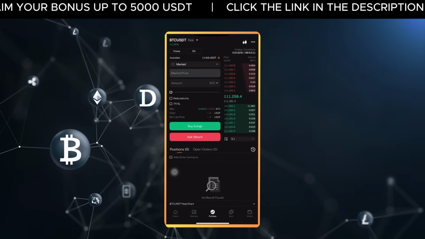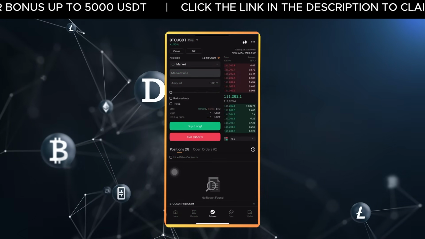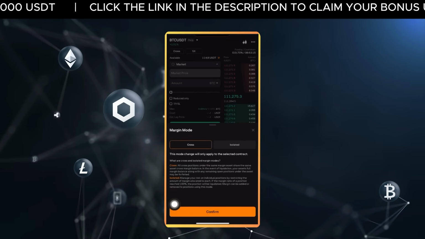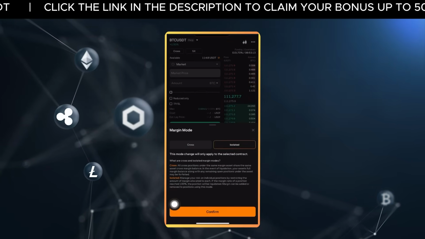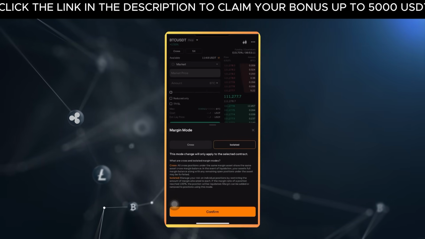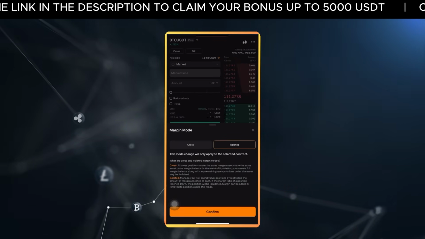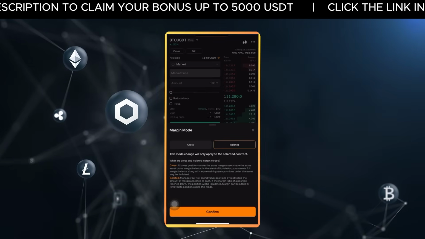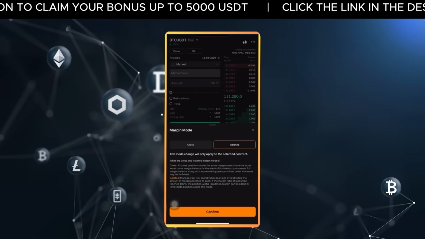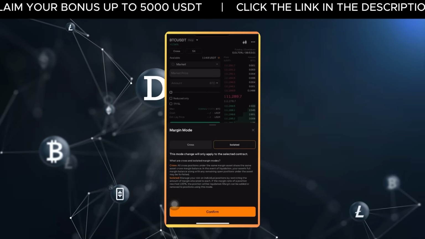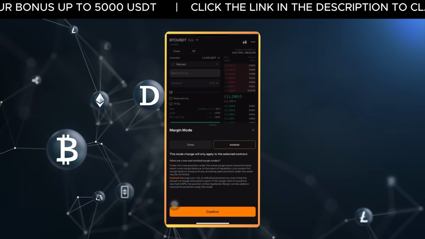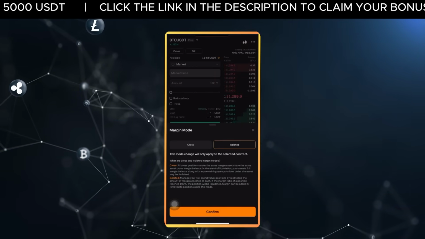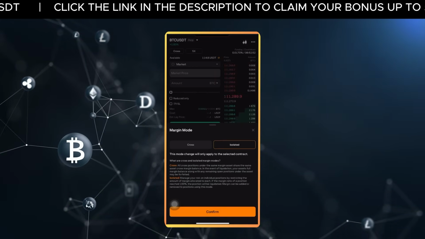Now let's talk about margin mode. There are two options: cross and isolated. My personal preference, always use isolated. Why? Because it protects your account. If a trade is liquidated in isolated mode, you only lose the margin from that one position. But in cross mode, if your trade gets liquidated, you could lose your entire futures account. Yes, cross gives more flexibility, but the risk is much higher. So my advice, stick with isolated.